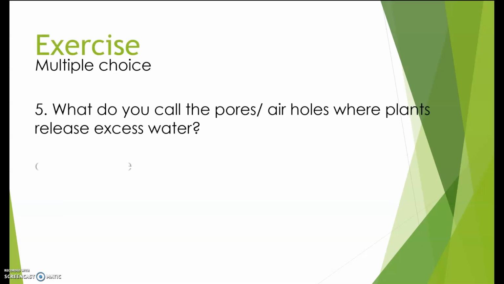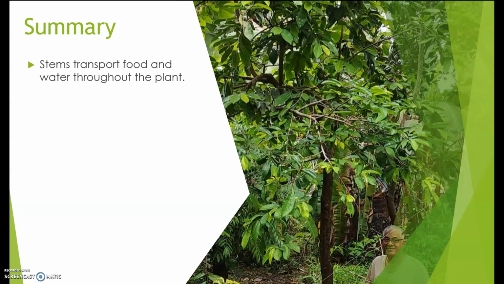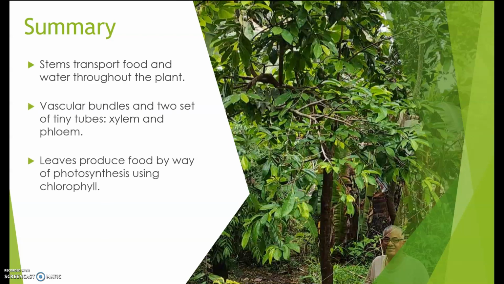Number 5. What do you call the pores, air holes, where plants release excess water? A. Leaf blade, B. Veins, C. Stomata. Okay, you can repeat the questions. Now let's do our summary. We talk about the stems, transport food, the vascular bundles, the leaves, and stomata. Okay, so hope you understand everybody.